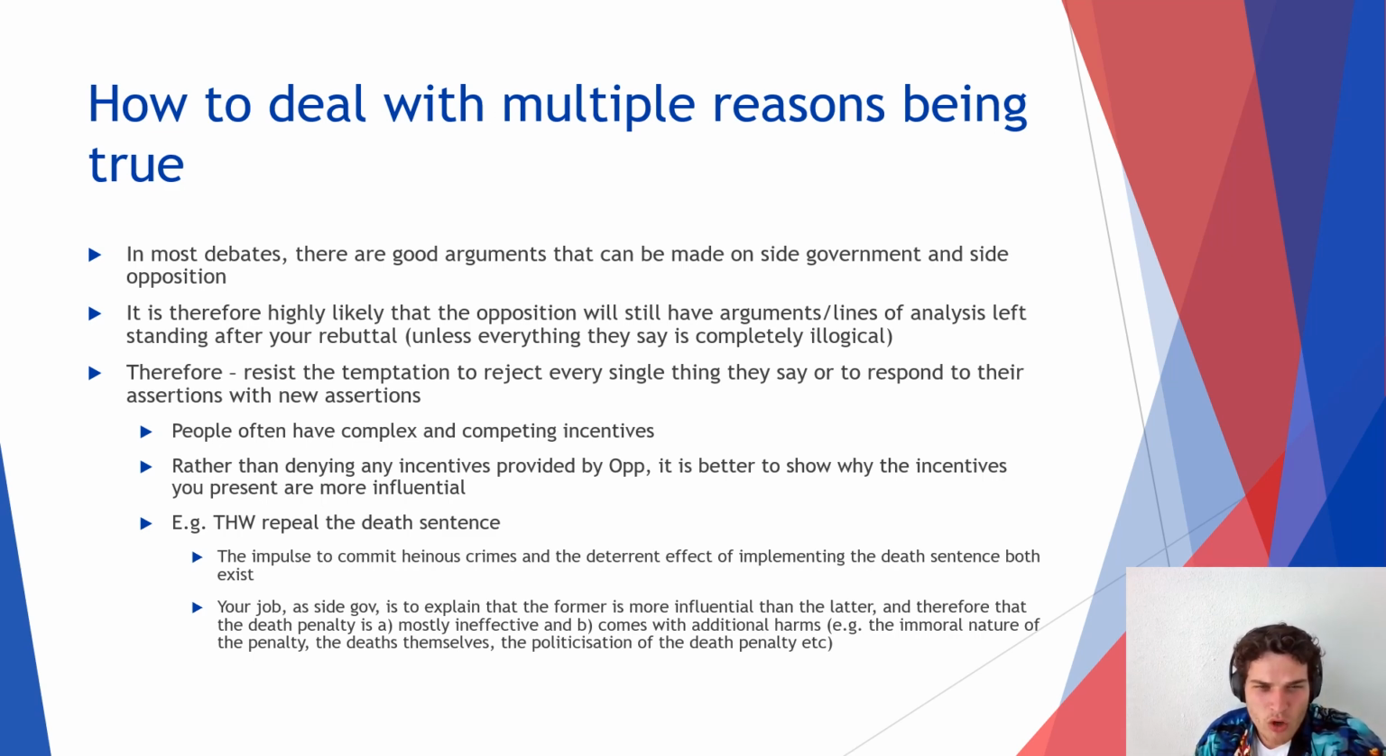So basically, you have to explain that people will really want to commit these crimes, some people, and that the deterrent effect of the death sentence is not going to change their behavior. They're likely just to go and do it anyway. They're not going to care about the death sentence, especially when the alternative is just prison. So your job is to explain why one is more influential than the other, and then you can say, therefore, the death penalty is mostly ineffective, but then also comes with these additional harms. So, for instance, the immoral nature of the death penalty, the fact that deaths are occurring themselves, the way in which the death penalty can be politicized to eliminate opponents or to oppress people.